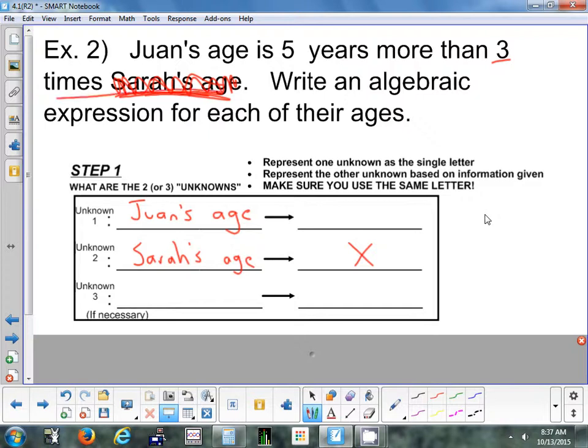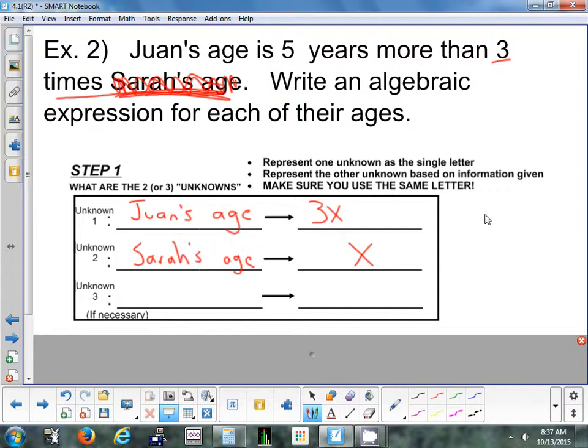3 times Sarah's age. How would I show 3 times Sarah's age? Right. Like Corey just said, 3. All we know about Sarah's age right now, we always go back to that second unknown, is that it's X. So 3 times Sarah's age. I know it's hard to think of it that way, but that's what it's saying right now. Sarah's age is X right now. That's all we know. So it's 3X. All right, we covered that.